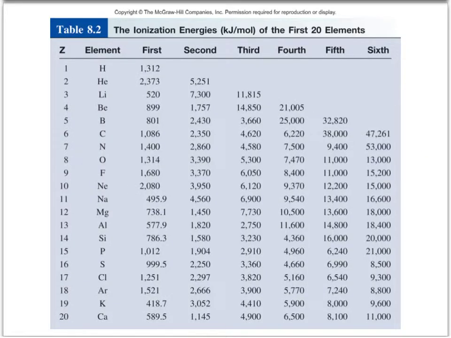From the table, you can see the small ionization energies for metals and the large ionization energies for nonmetals. Also, look at lithium. The first ionization energy is about 520 kilojoules per mole, whereas the second jumps to 7,300 kilojoules per mole. What's going on?